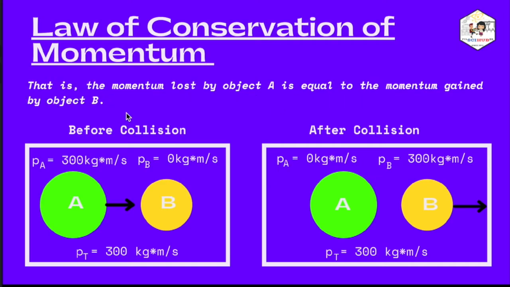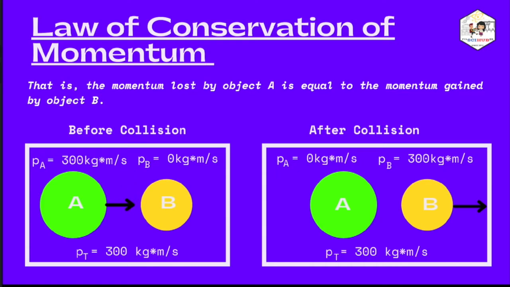Which leads us to the last statement of the law, that is the momentum lost by object A is equal to the momentum gained by object B. So take note that individually these objects have experienced a change in momentum. However, looking at the whole system, we see that the total momentum of the system has not changed.